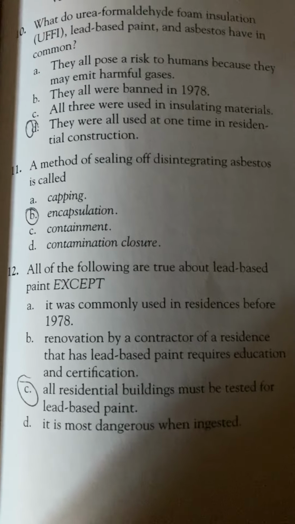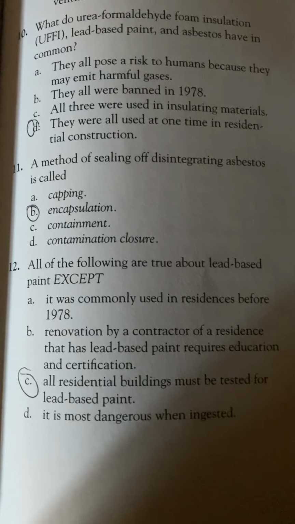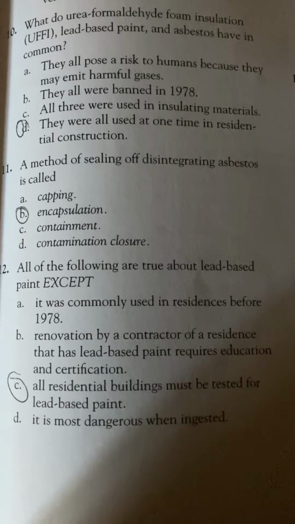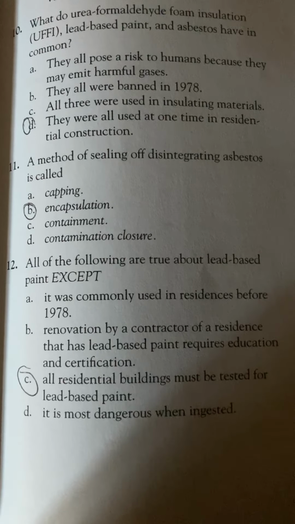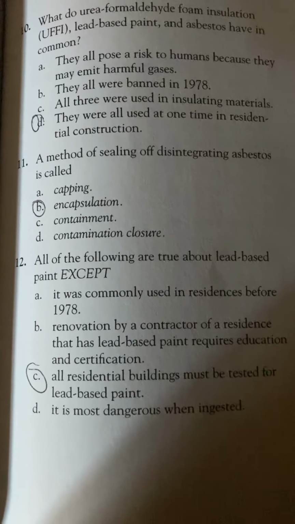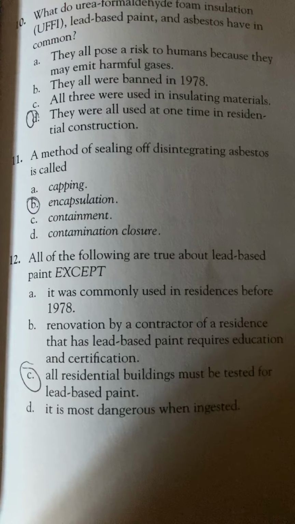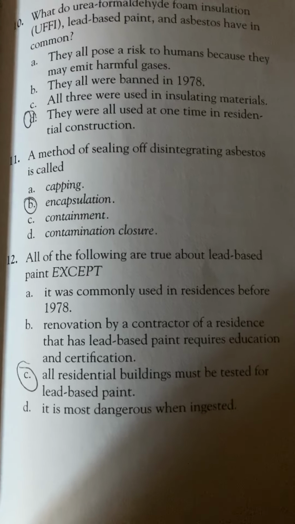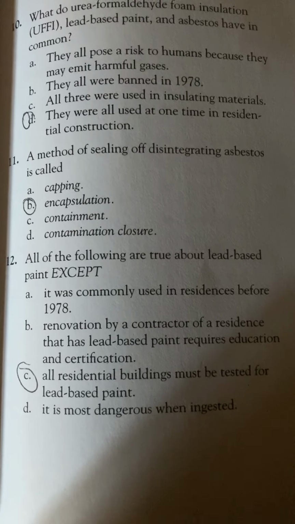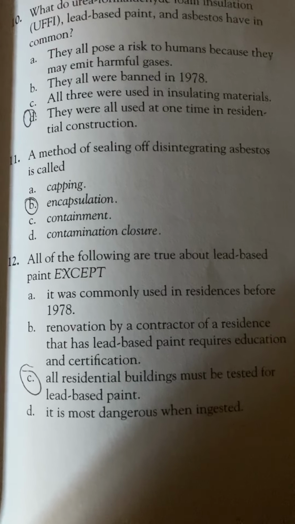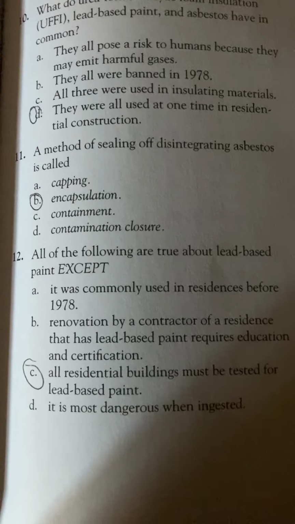Number 12. All of the following are true about lead-based paint except A. It was commonly used in residences before 1978. B. Renovation by a contractor of a residence that has lead-based paint requires education and certification. C. All residential buildings must be tested for lead-based paint. Or D. It is most dangerous when ingested. The answer is C. All residential buildings must be tested for lead-based paint.